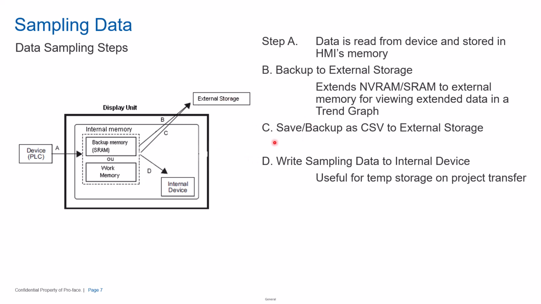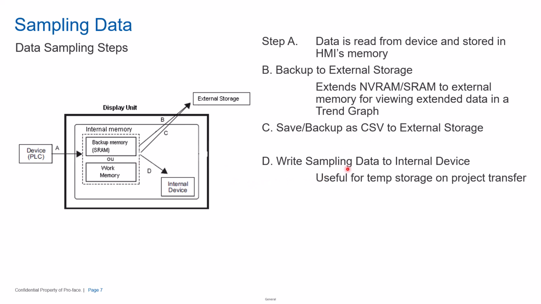We also use step C, which is the save as backup to external storage, and that's different than this backup. In this case, we're taking a snapshot of what's in SRAM at the time that we do the backup, and we save it as a CSV file to external storage. The difference between these two things, even though they're both called backups, does get a little confusing. This backup extends the SRAM so we can view the data in a trend graph. This backup takes a snapshot of the SRAM, creates a CSV file, and stores that to external storage.